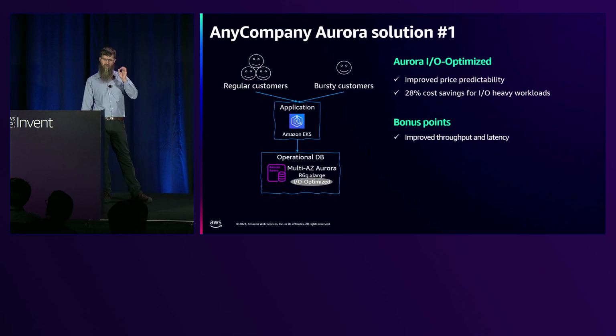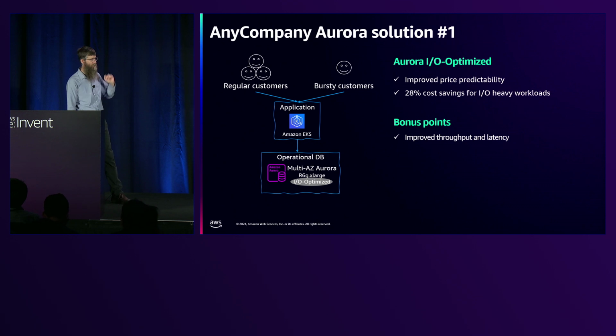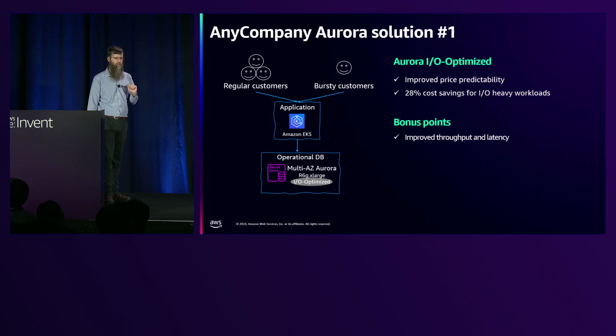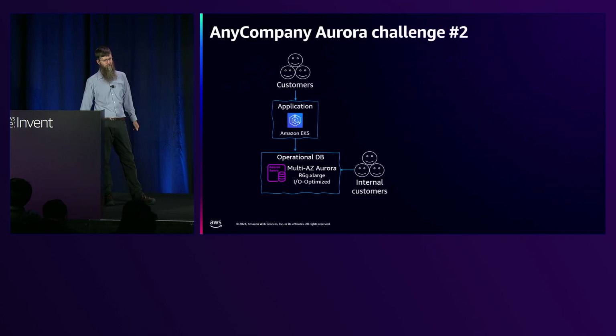All right, so our solution to this first challenge, we seamlessly switched over to IO optimized, just that one click in the console or CLI, and we were able to improve our predictability. Now we know what our bill's going to be, and we save some money too and improve some performance.